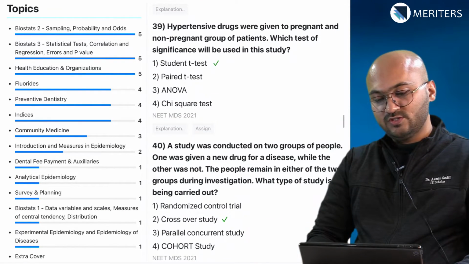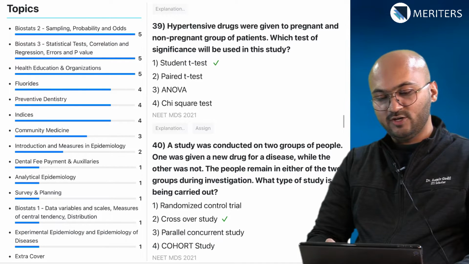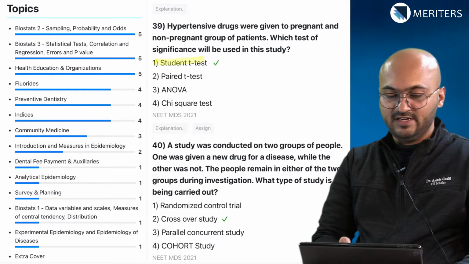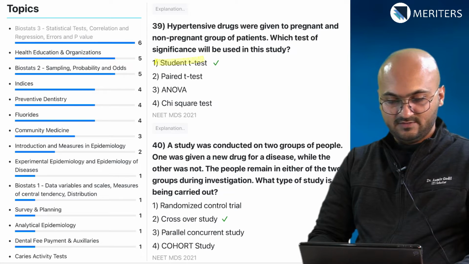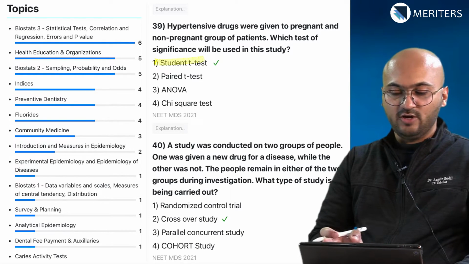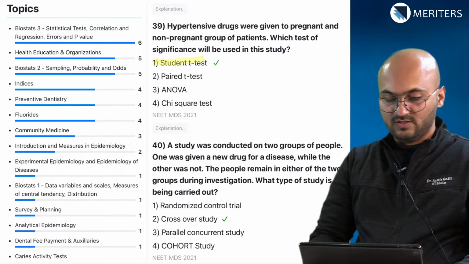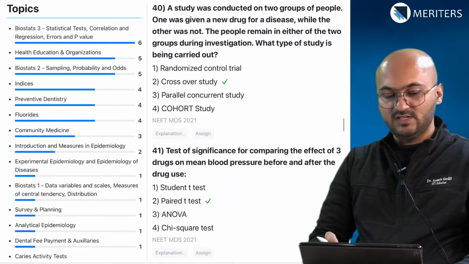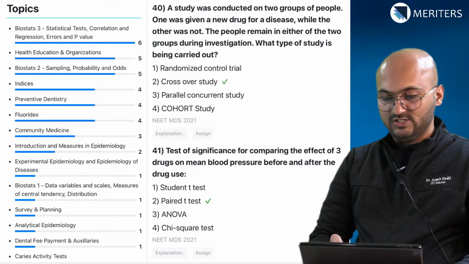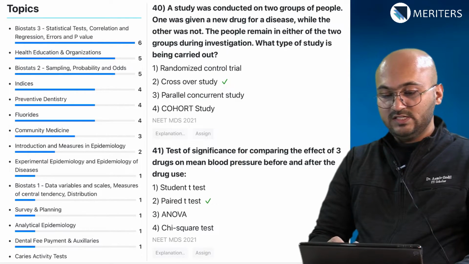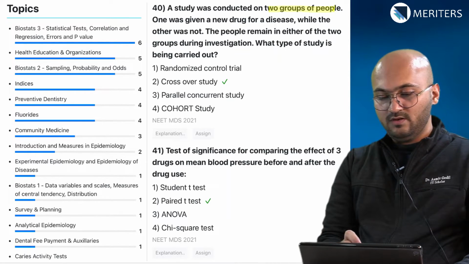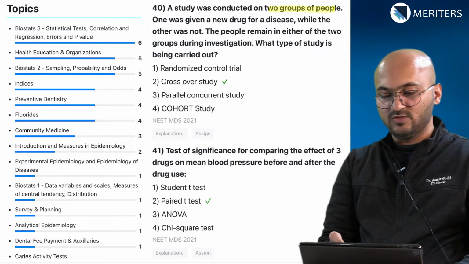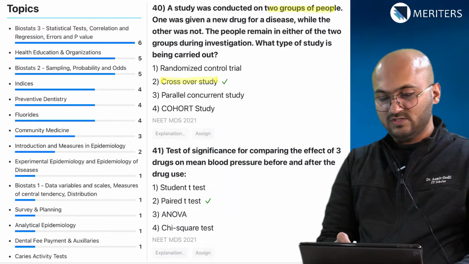Hypertensive drugs were used in pregnant and non-pregnant groups. Which test of significance? T-test, student T-test. So as you can see, we are allocating all these questions to specific topics on the left side, and they'll blink whenever there is an allocation. You will see a change in the number of questions allocated to. A study was conducted on 2 groups of people. One was given a new drug for a disease, while the other was not. So this is a crossover study.